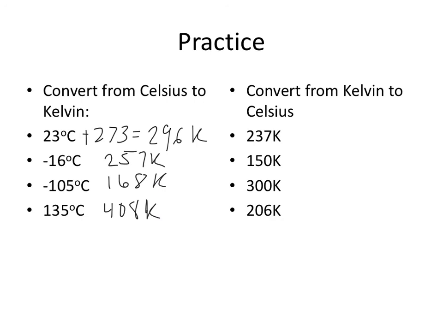Let's convert from Kelvin to Celsius. So remember here, we're going to be subtracting 273. So for this one, we will do 237 minus 273. And so we get negative 36 degrees Celsius. So let's have you try these next ones.